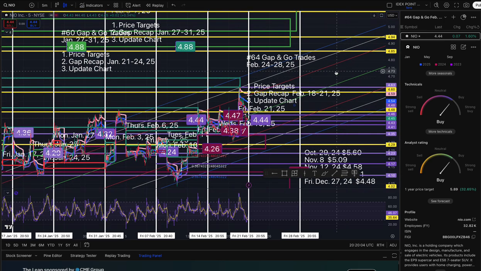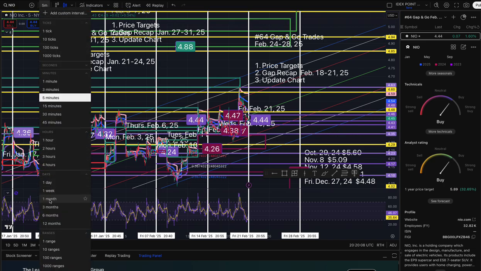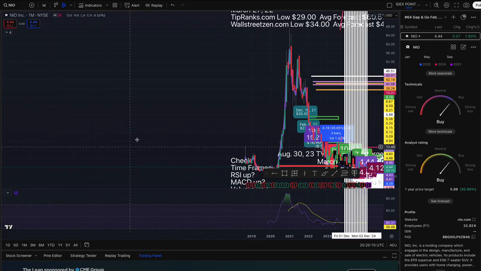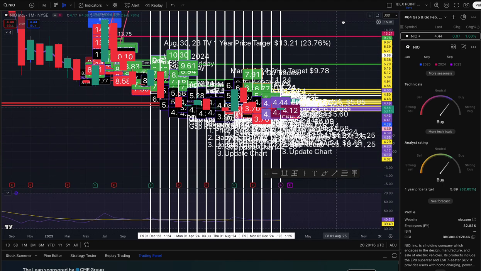And if I flip this to the monthly time frame, just for giggles, you can see how many times I have tracked this, all these gaps to the upside and to the downside. All right, now let's just go back.